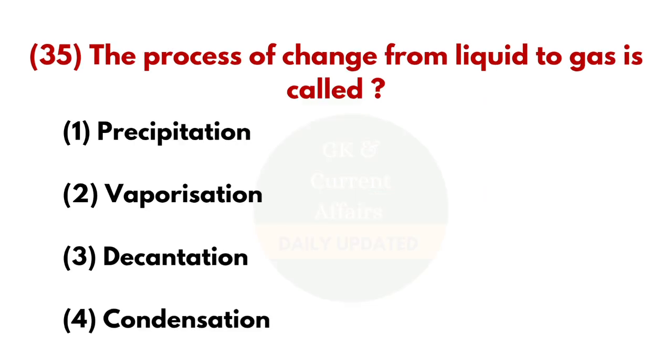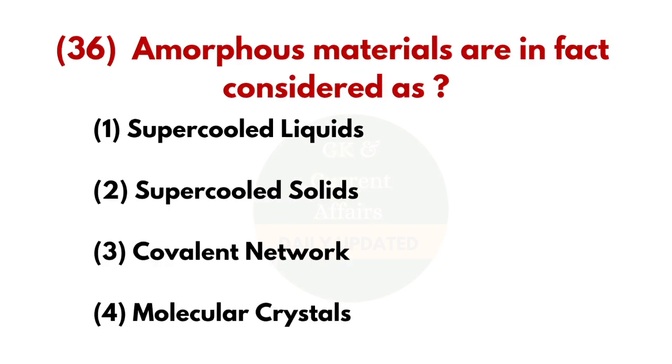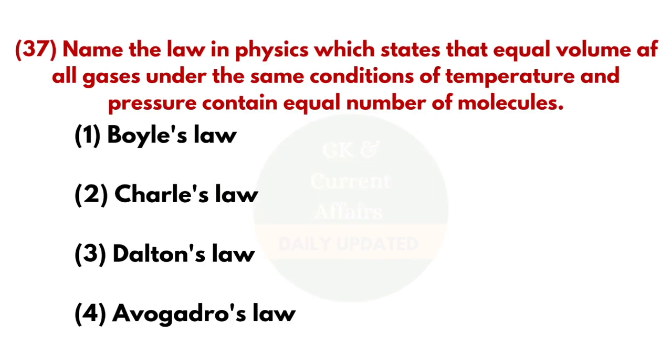35th question, the process of change from liquid to gas is called, and the answer is vaporization. 36th question, amorphous materials are in fact considered as, and the answer is supercooled liquids. 37th question, name the law in physics which states that equal volume of all gases under the same conditions of temperature and pressure contain equal number of molecules. And the answer is Avogadro's law.